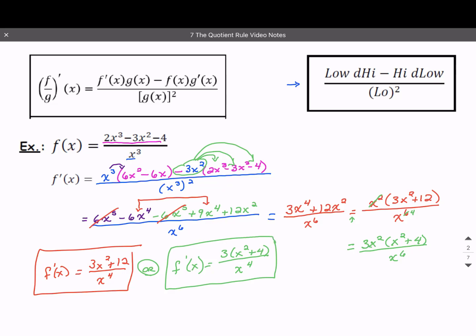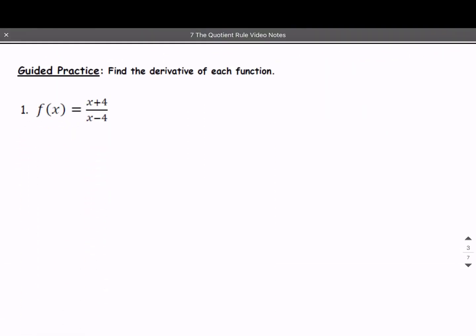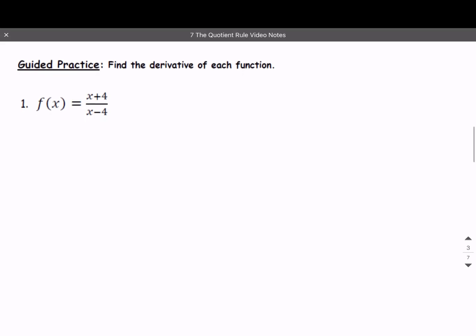Okay? Let's try another example. Now the next couple are actually going to be easier than the first one we did. The first one had more algebra than this one will, so you'll be okay. All right, so we have f of x is x plus 4 over x minus 4. So our derivative of f of x is called f prime of x.